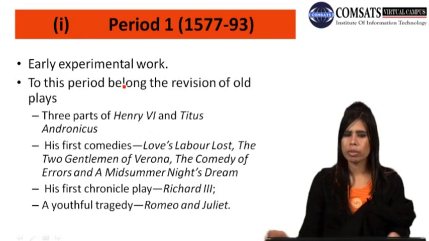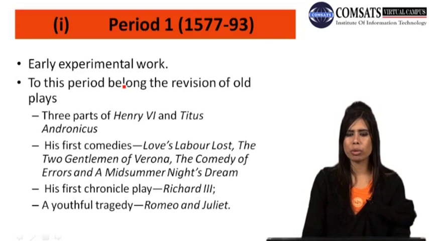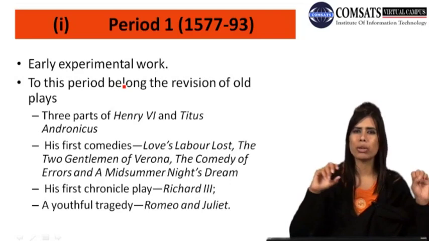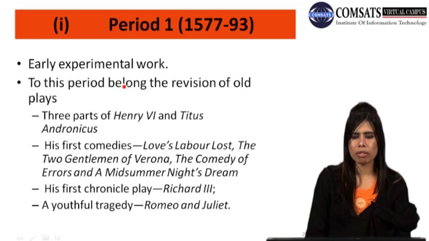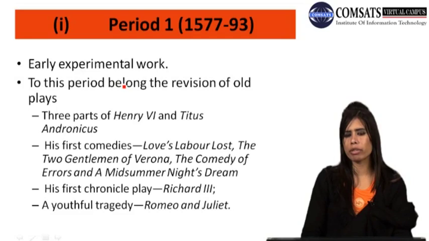Number one period comprised his early experimental work. To this period belong the revision of old plays, three parts of Henry VI and Titus Andronicus. So here you can see that it was experimental, not that much refined work during the first period, okay. And you can see his first comedies, Love's Labour's Lost, The Two Gentlemen of Verona, The Comedy of Errors, and A Midsummer Night's Dream. So here you can see his first comedies were introduced during the first period.